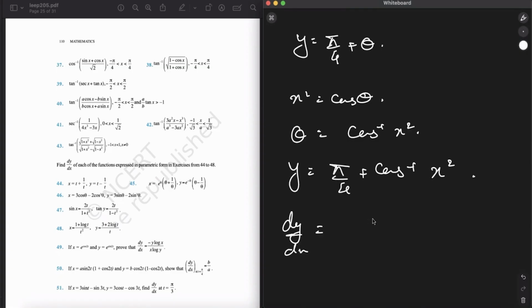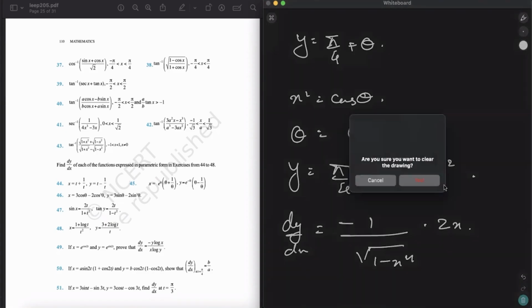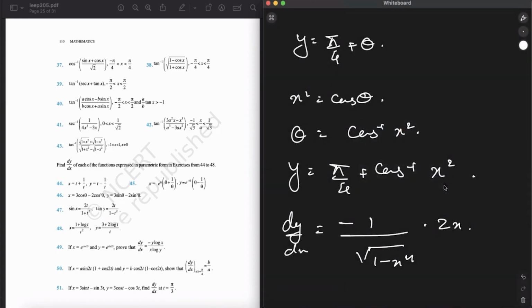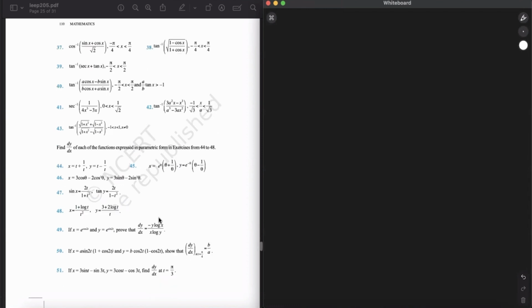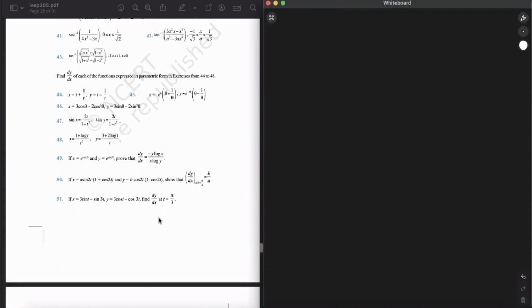So it will be minus 1 upon under root 1 minus x⁴ into 2x. So this will be your answer: minus 2x upon under root 1 minus x⁴. So moving forward, find dy by dx of each of the functions expressed in the parametric form from 44 to 48.